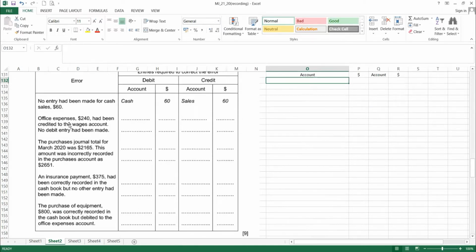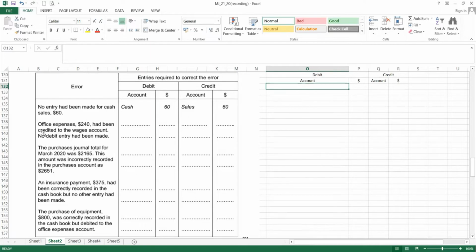Office expenses 240 has been credited to the wages account. The thing is that office expenses by right should be debit. But now they made a mistake, went and credited, somehow credited to the wrong account. So no debit entry has been made. They mean office expenses omitted.